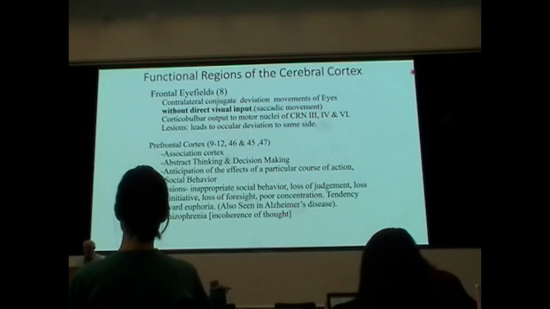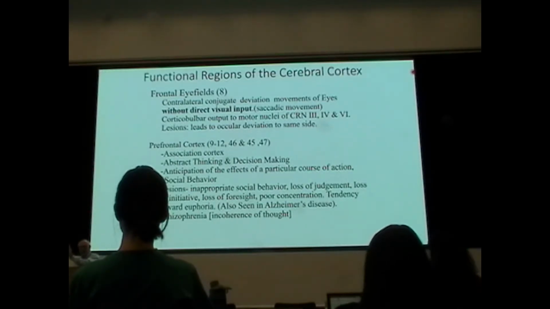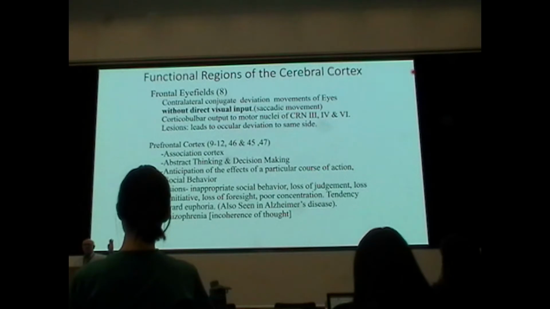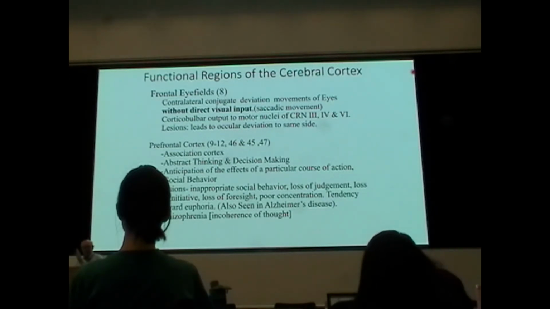Frontal eye fields: contralateral conjugate deviation, movements without direct visual input. So these are the things that basically allow us, as light hits our retinal surface, or we see things out in front of us, to follow them, kind of lock on them and take them all the way and scan with our eyes. Now this movement has to end because as the eyes are scanning, they can only go so far. So when they snap back, that movement is called the nystagmus. That is a resetting of the visual fields as they are scanning.